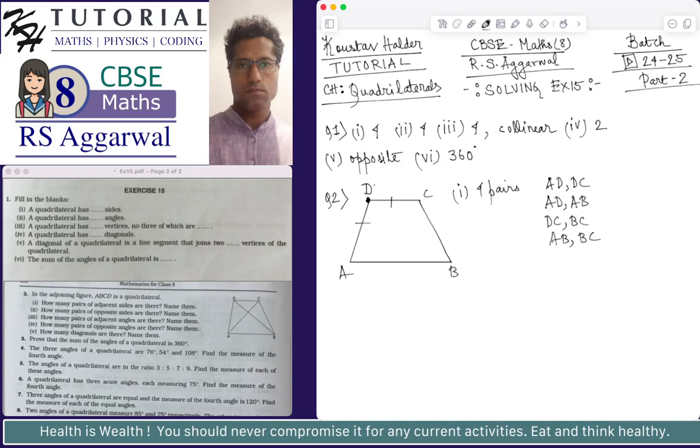Okay. The second part is how many pairs of opposite sides are there. We know that there are two pairs of opposite sides in a quadrilateral.